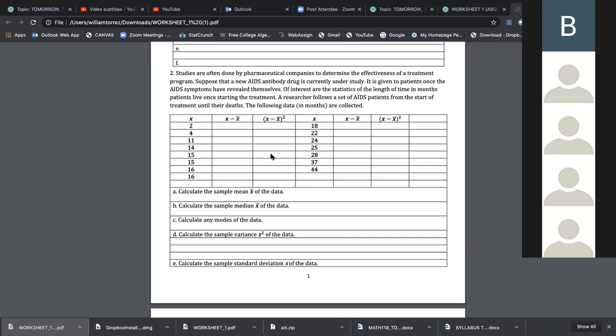okay? But the median doesn't take into consideration the numerical size of the values. All it does is take the order, and it takes the middle value in that ordered list and gives you that estimate as the number of months of survival after the treatment starts, okay?